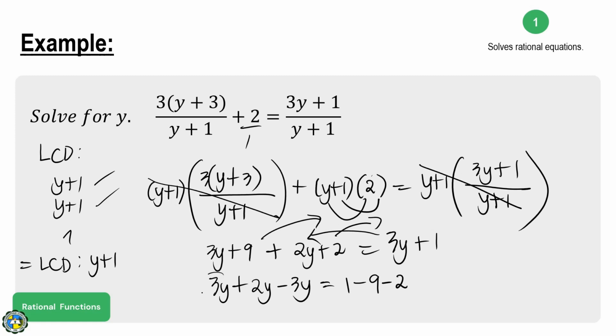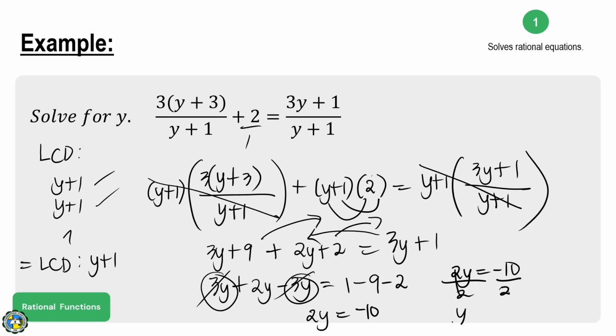Okay? So, ito pareho. Cancel nyo na. Natira na lang ay 2y. 1 minus 9 is negative 8. Minus 2 is negative 10 po. So, divide both sides by 2, leaving y only, and the value of your y is negative 5 po.